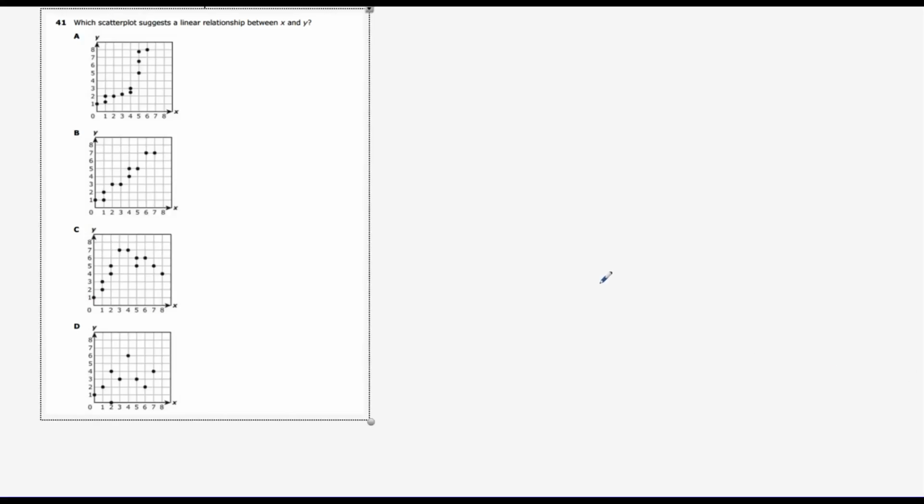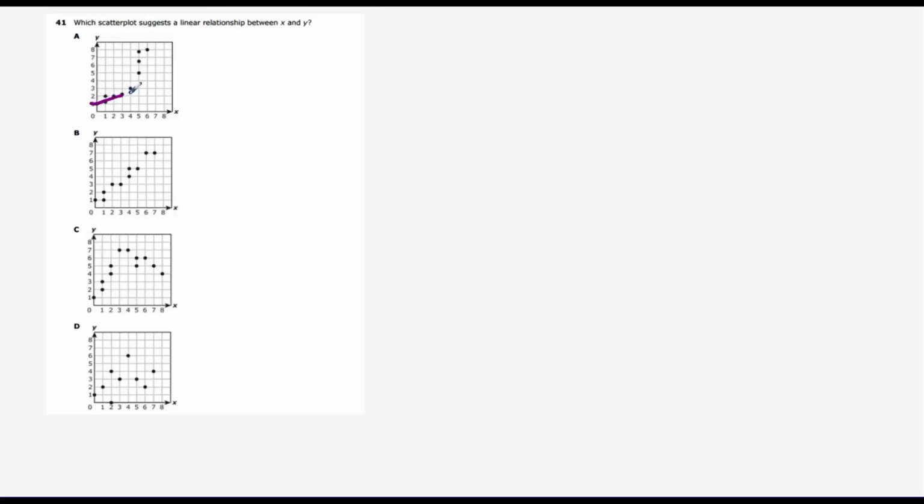Alright, 40. Which scatter plot suggests linear relationship between x and y? Okay. This is not too bad. We can just draw pictures. So let's say, what's our pattern here? So this one starts out kind of slow, then gets kind of quick. That's not linear. That's exponential. This one here, well, this one looks pretty good, right? Positive looking thing. This looks like a maybe. This one here, roller coaster, goes up, goes down. Okay, non-linear.